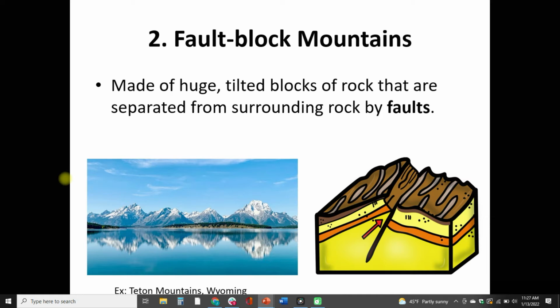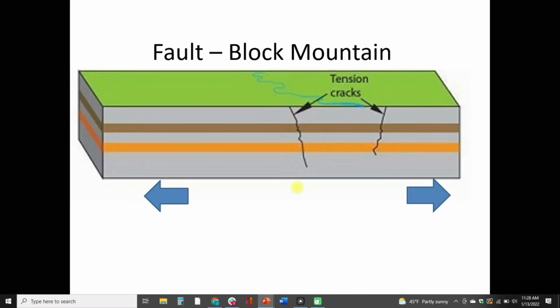Okay, the next one we're going to talk about is fault block mountains. Fault block mountains are made from rocks that are separated from each other by faults. And this is a fault, basically a crack in the earth. And sometimes they upheave like this, and sometimes it's not quite as slanted, but let's take a look at how that might form.